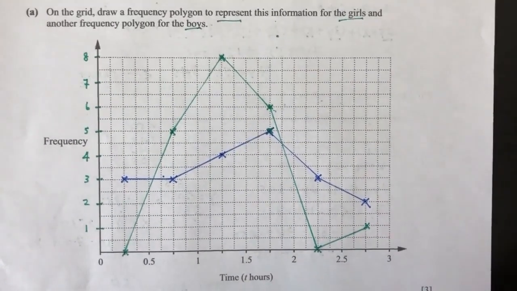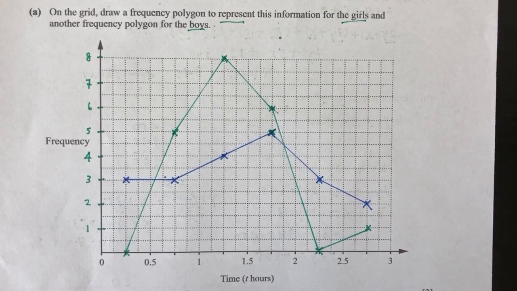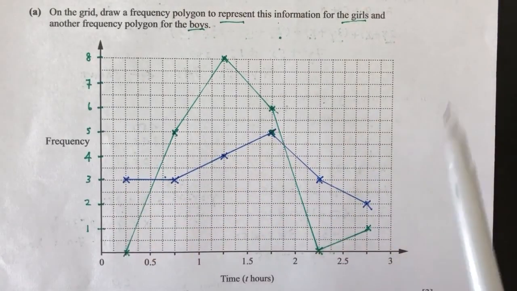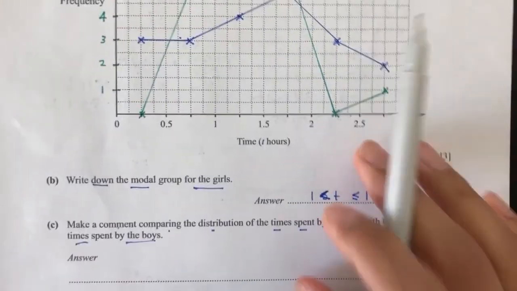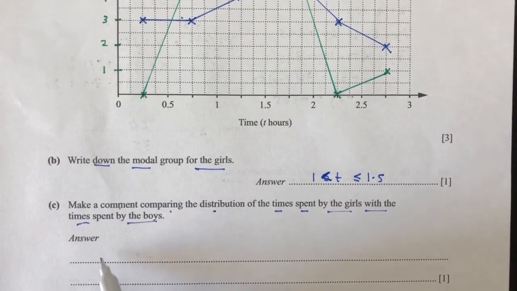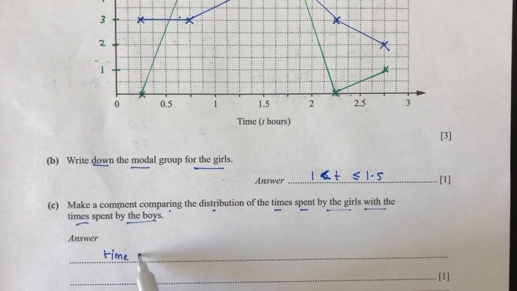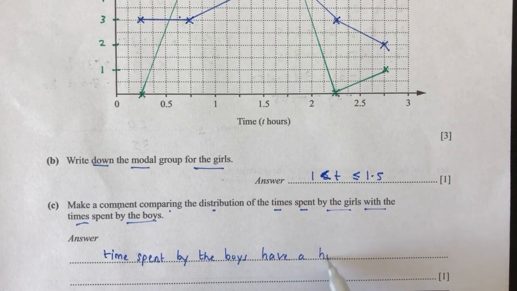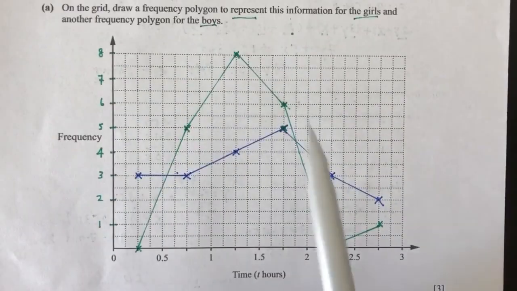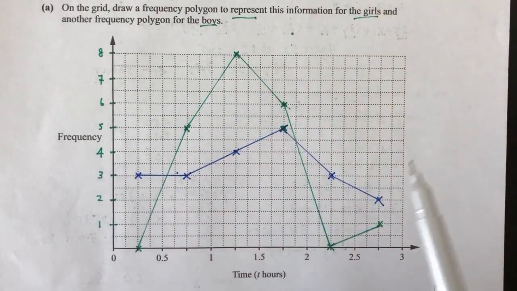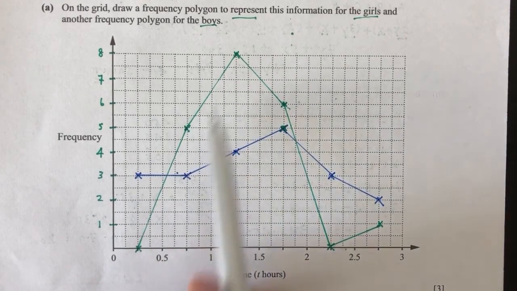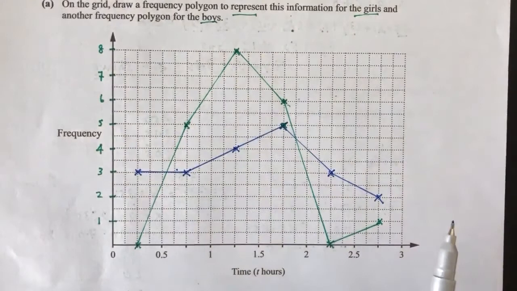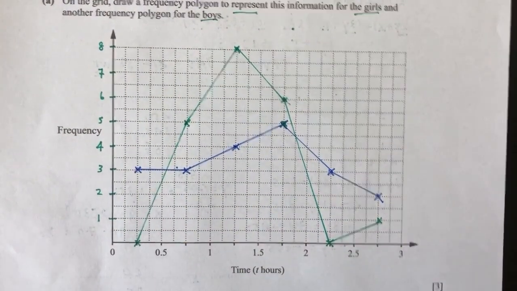So one of the comments we can make is that the boys' time has more range. So let's say one of the comments we can use is: time spent by the boys have a higher range. That's an example. We could also talk about the mode, or you could talk about the range and the mode. Those are the two things you can talk about based on the information. So that was question number 24.